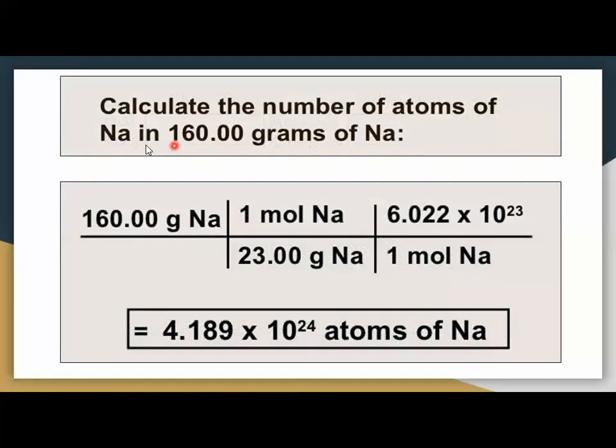Example: calculate the number of atoms of Na in 160 gram of Na. It is a given mass of Na. 1 mole of Na is equal to 23 gram. So 1 mole of Na has 6.022×10²³ sodium atoms. So if you divide 160 by 23 and multiply by 6.022×10²³, we obtain the number of atoms of sodium, that is 4.189×10²³ sodium atoms. First, given mass divided by molar mass gives the number of moles. This number of moles is multiplied by the Avogadro constant. We obtain the number of atoms of sodium.